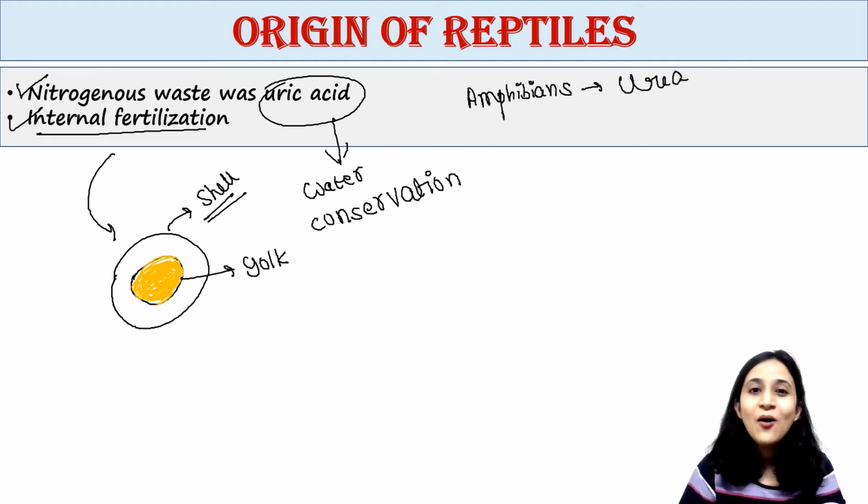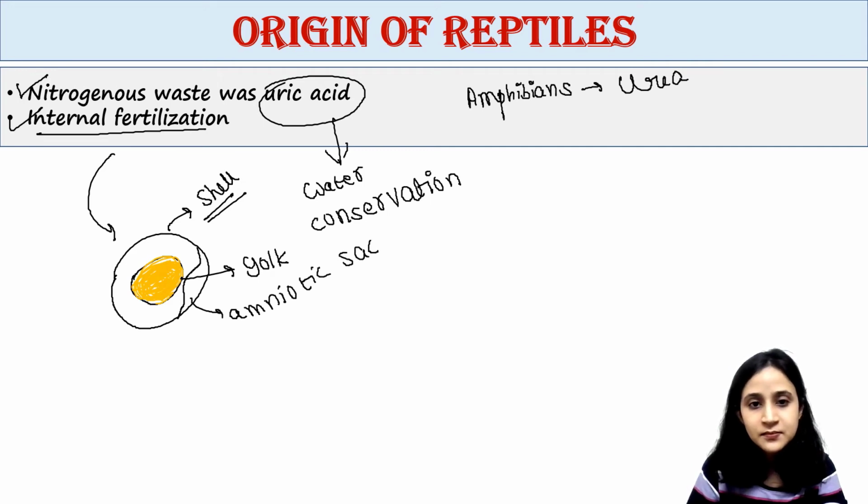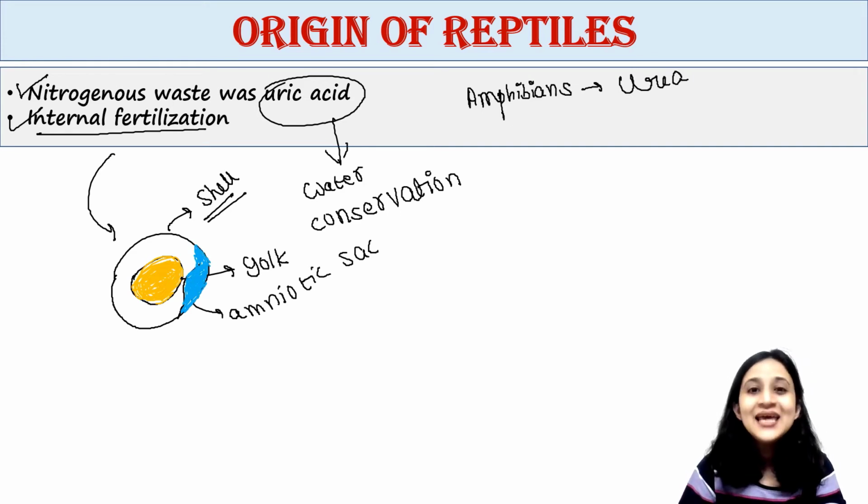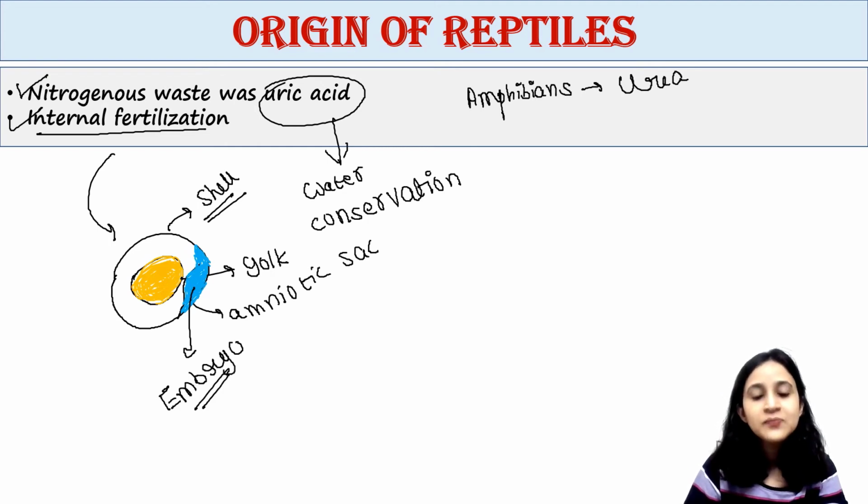So that could be laid on land, and in which there was an amniotic sac. This is the amniotic sac. And this amniotic sac contained fluid in which the embryo could develop while having food for its development. So in the amniotic sac, it had the embryo. And the fertilization was internal. So this is one more transformation.